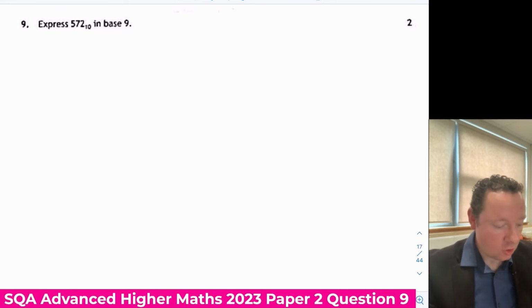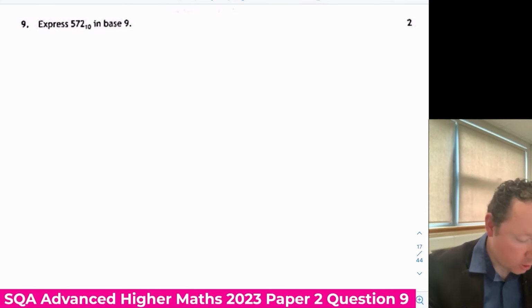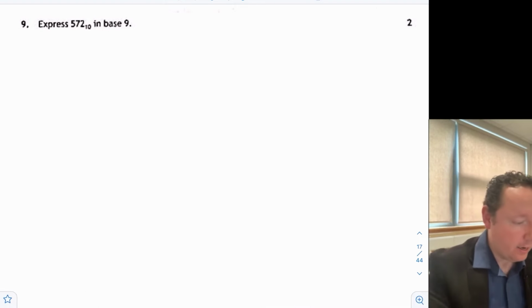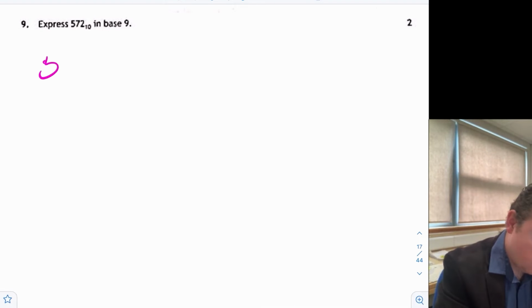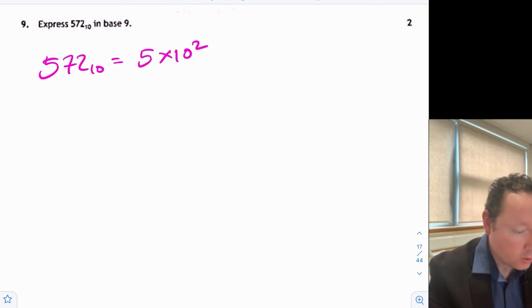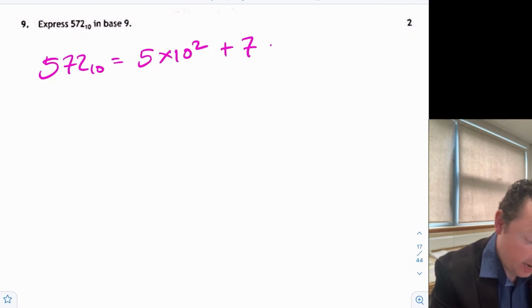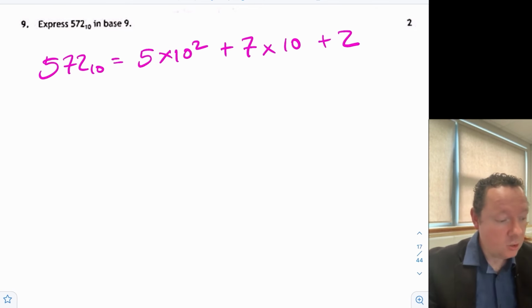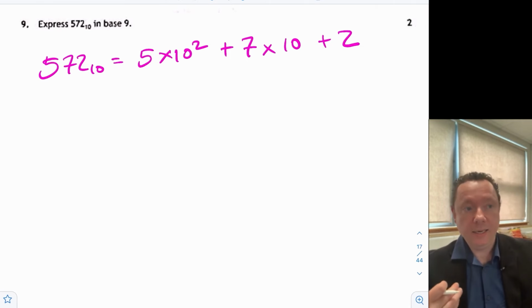SQA Advanced Higher Maths 2023 Paper 2 Question 9. Express 572 base 10 in base 9. So we've got 572 in base 10. So what does that mean? That means 5 times 10 squared plus 7 times 10, I suppose, plus 2. Now we need to express this in base 9, so we can just repeatedly divide by 9.